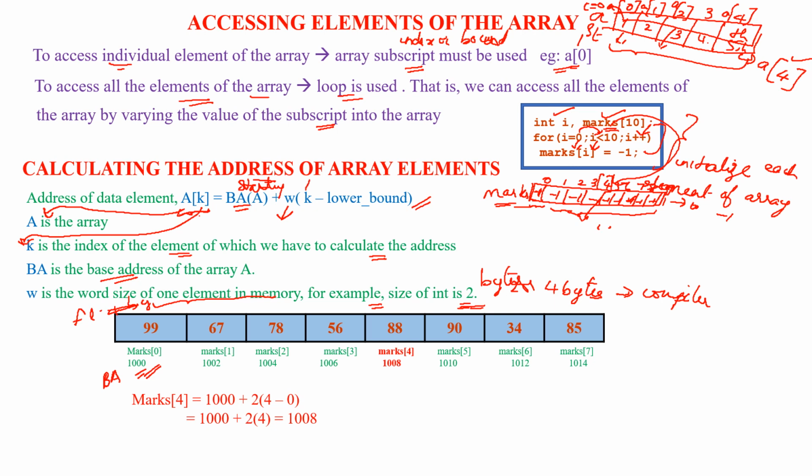Okay. K is again your index, and what is your lower bound? Lower bound is nothing but your lowest index, that is 0. Okay, so let us see an example.